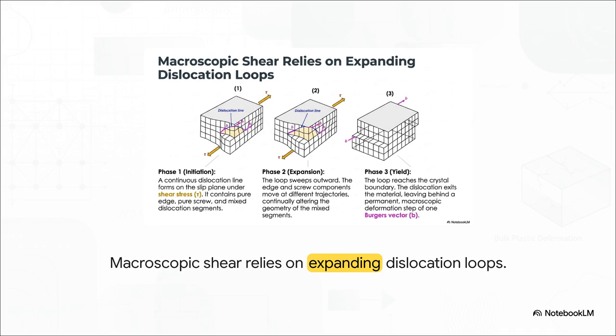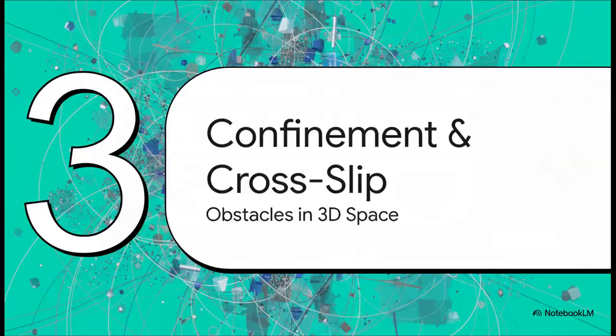You can see it initiating, sweeping outward kind of like a ripple on a pond, and then breaking the surface at Phase 3. The complete life cycle of that expanding loop ultimately leaves behind a permanent macroscopic deformation step of exactly 1 Burger's vector. And honestly, it's wild to think that this tiny atomic step is the fundamental building block of massive structural changes.